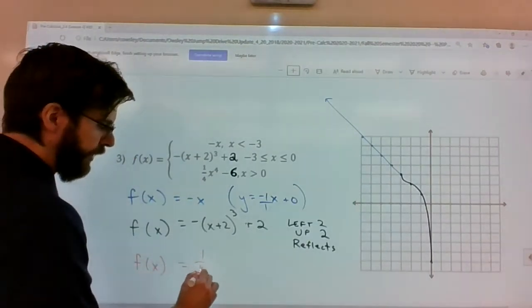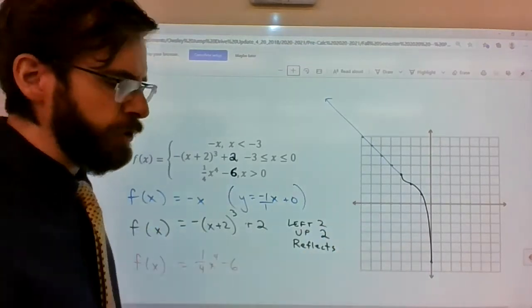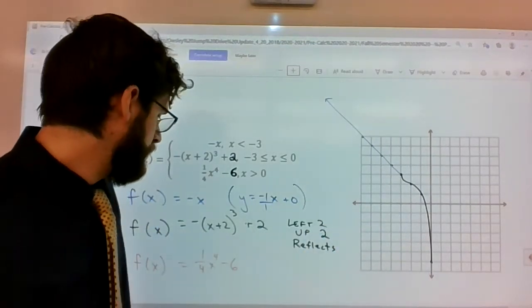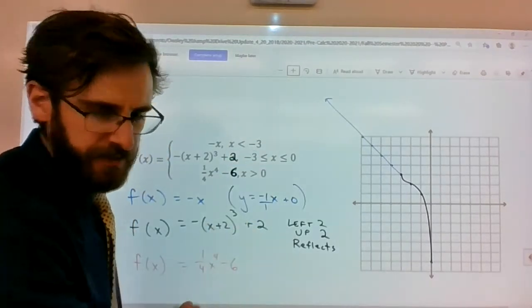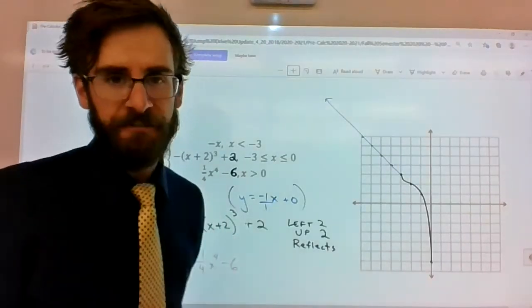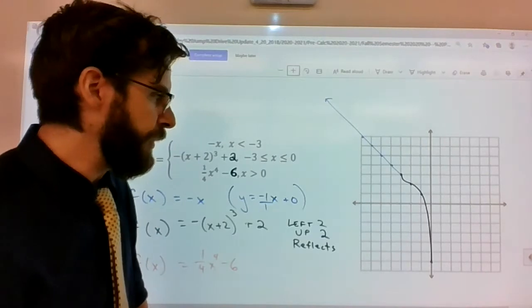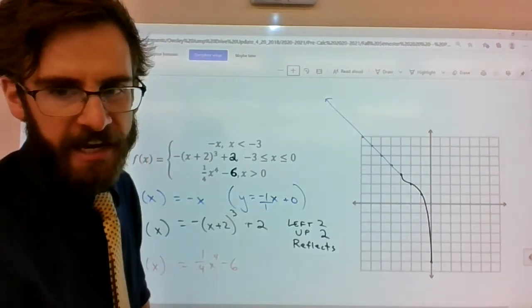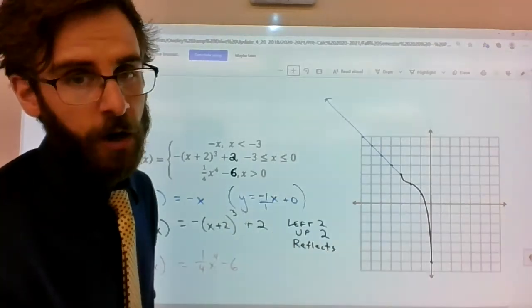f of x equals 1/4 x to the 4 minus 6, and that's everybody who's bigger than 0. So if you recall, this shifts the function down 6 units, and this 1/4 compresses the function by a factor of, well, dividing by 4. So we can just plot a few points to the right of that, and we should get something that looks kind of like a parabola, but just approaches infinity a whole lot quicker.